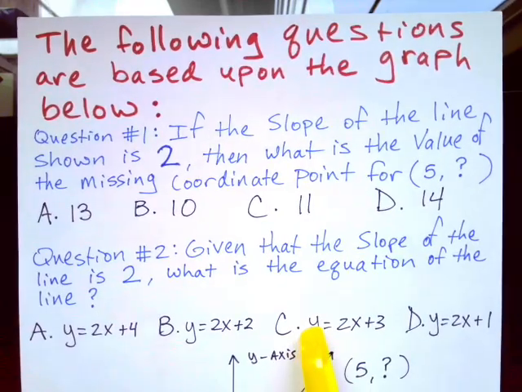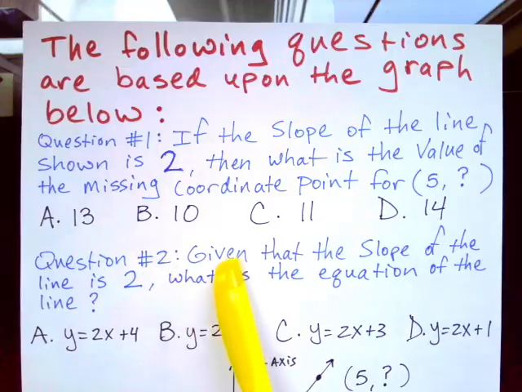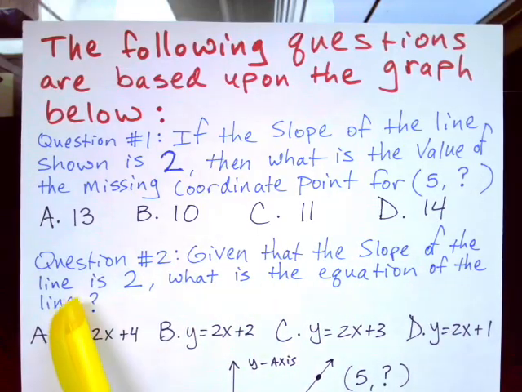Question 2. Given that the slope of the line is 2, what is the equation of the line? A, y equals 2x plus 4. B, y equals 2x plus 2. C, y equals 2x plus 3. Or D, y equals 2x plus 1.